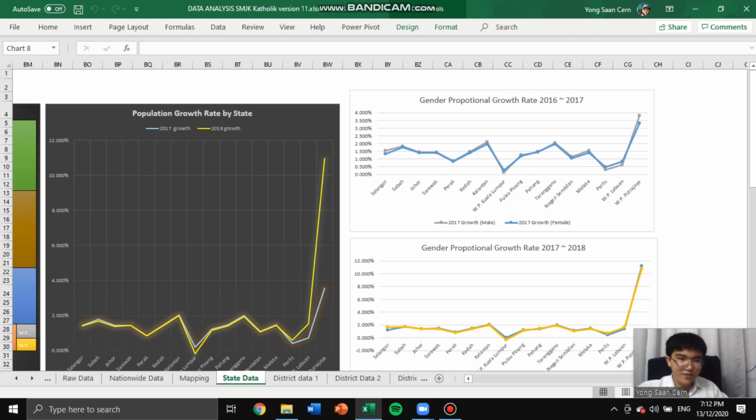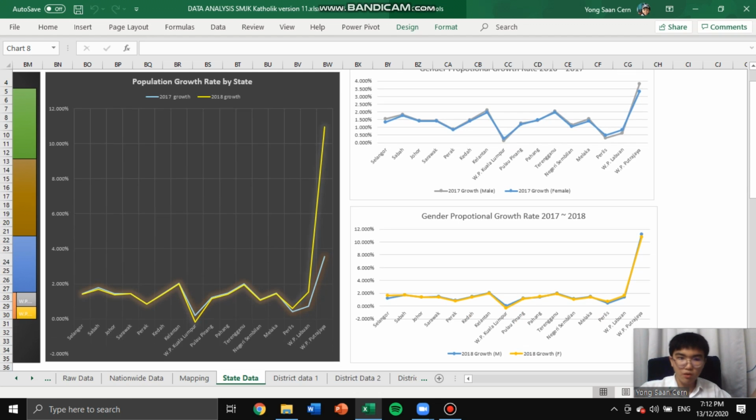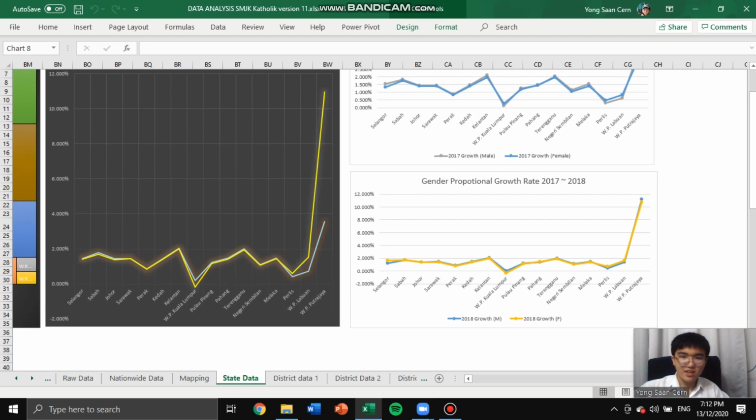And this is the gender proportional growth rate from year 2016 to 2017. So you can see Selangor, Sabah, all these states have almost the same proportional growth rate, even though it's male or female. So actually gender doesn't really matter between the growth rate. So it's very proportional and consistent, and it doesn't affect much. So it doesn't mean that it's male that grows more. There's no such thing according to this value and chart plotted here. So in this line chart also, we can see that the growth rate is fairly consistent between male and female, and Kuala Lumpur and Putrajaya have a significant spike, while Kuala Lumpur has a negative data over here.